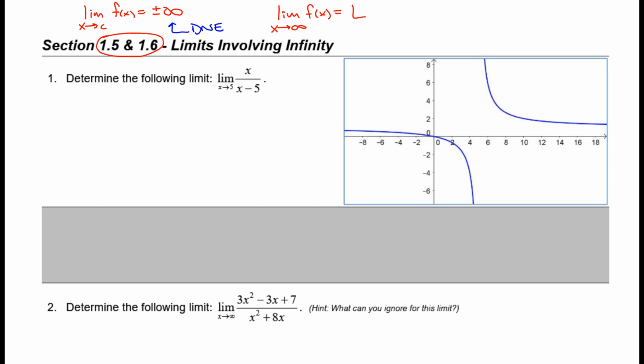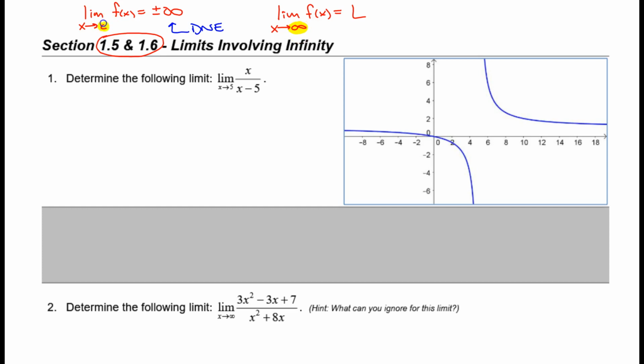And I know what you're thinking right now. You're thinking to yourself, hey, Mr. S, what's the deal with this? You told us that the value of interest had to be a number. It can't be the idea of infinity. And this is where we're going to bend our rules a little bit.